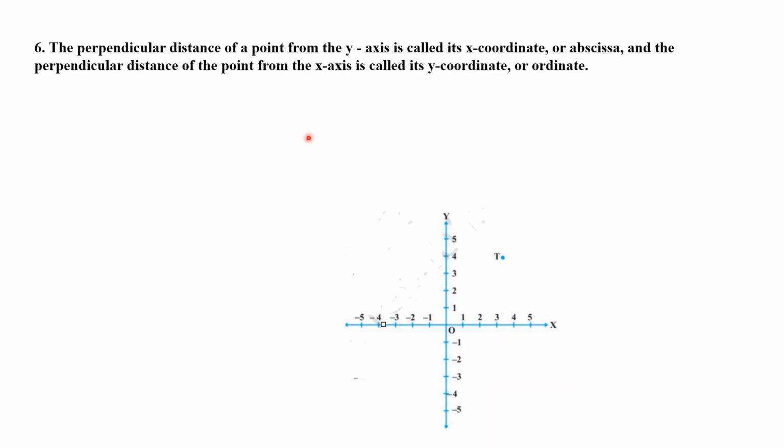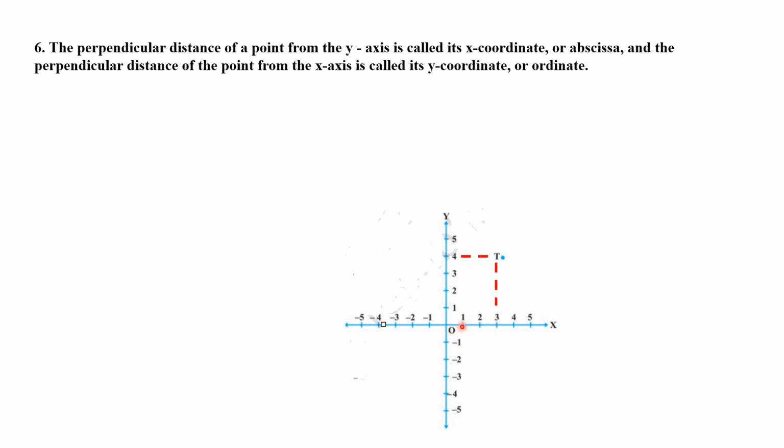Next, the perpendicular distance of a point from the y-axis is called its x-coordinate. So I have taken a point T here. Now I have to drop a perpendicular from this point to the y-axis. So it will be something like this, isn't it? And this value will give you the x-coordinate. In the same way, the perpendicular distance of the point from the x-axis, this is your x-axis, so if you drop a perpendicular, this will give you the y-coordinate. Now you can clearly see it is like a rectangle, isn't it? So the x-coordinate is this distance, and this distance will be equal to this, as in a rectangle we know opposite sides are equal.